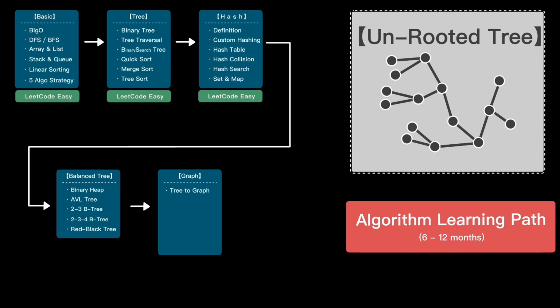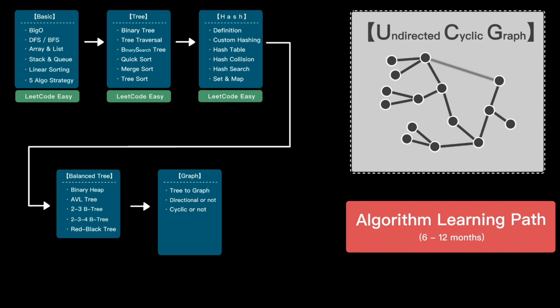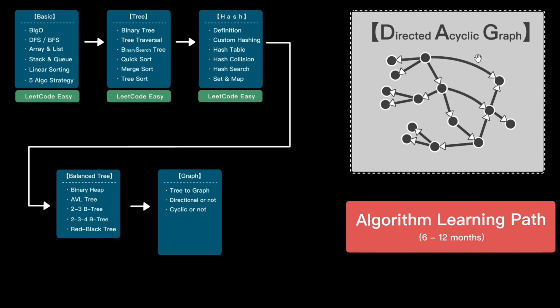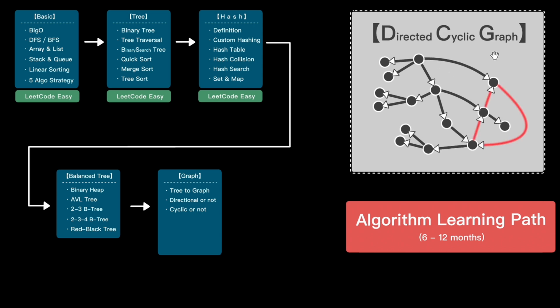To really learn about the graph data structure, you will need to know what is directional and what is not, and what is cyclic or acyclic. So depending on whether a graph is directional or cyclic, you will divide graphs into 4 types: undirected acyclic graph, undirected cyclic graph, directed acyclic graph, and directed cyclic graph.